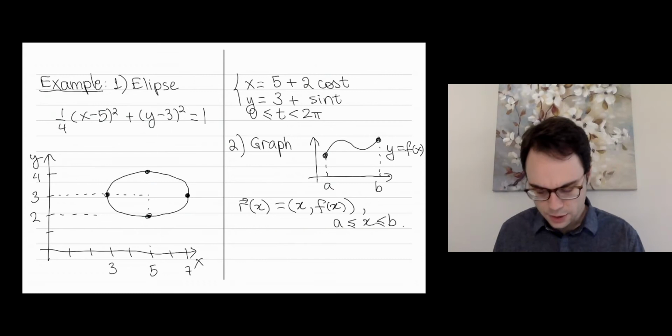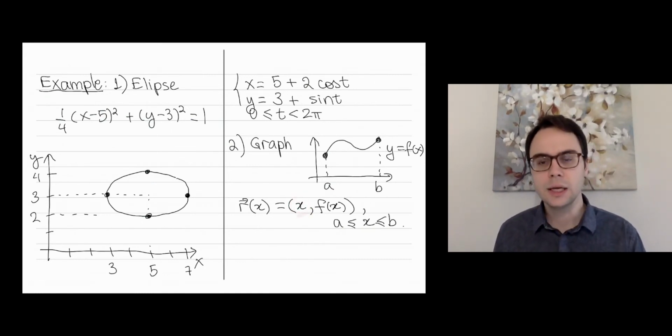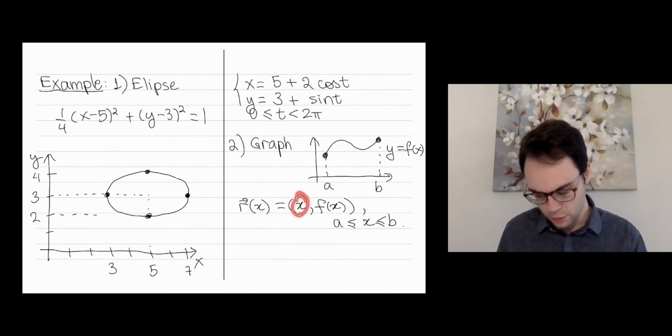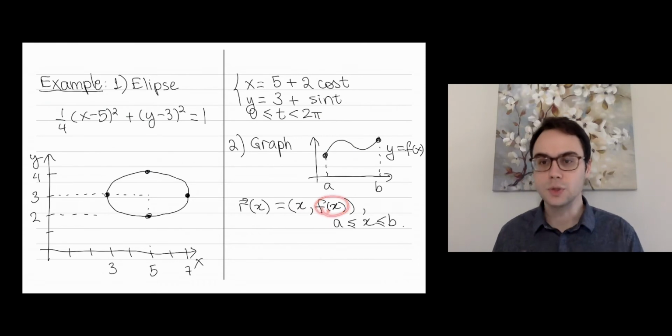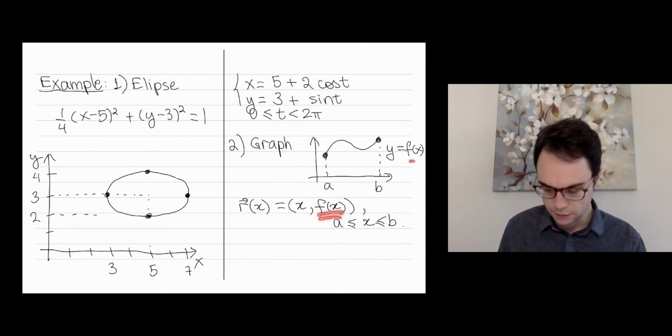Here I went back to the R notation. So the first component of R is x in terms of the parameter. If the parameter is x itself, the first component is just x. And the second one is y in terms of the parameter. Here the parameter is x, so y is f of x.